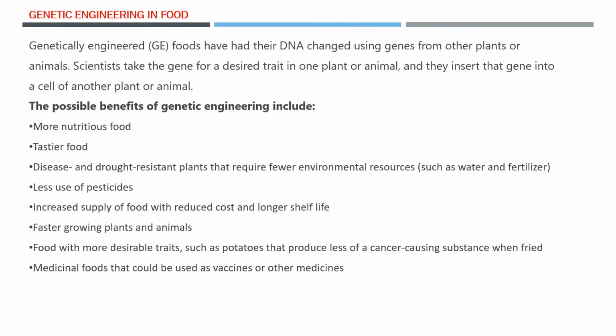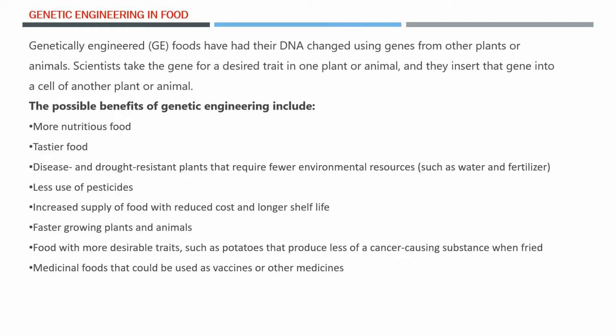Now we will see what we mean by genetic engineering in food. Where genetic engineering is applied to food, that food is what we call genetically engineered food. Such food has had its DNA changed using genes from other plants or animals. Scientists take the gene for a desired trait in one plant or animal and insert that gene into a cell of another plant or animal.